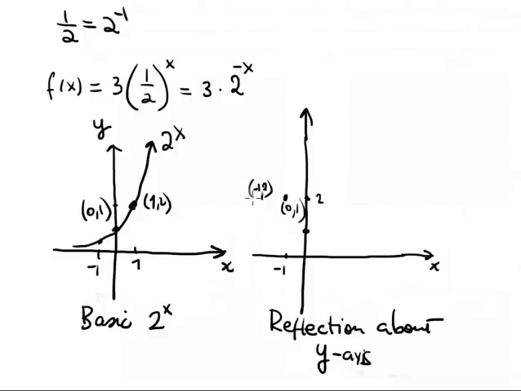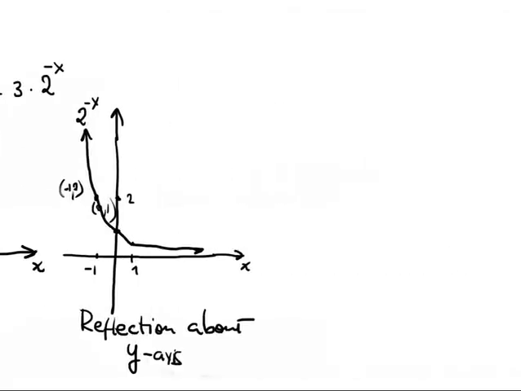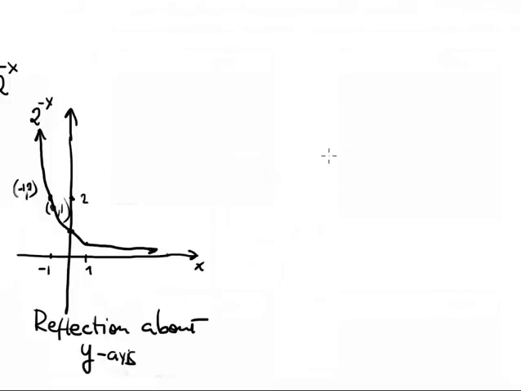1, 2. Okay, and this is 1, 1/2. So 1/2 is here. Then the new exponential looks like that. It's a decreasing function. This is 2 to the negative x, a reflection about the y-axis. And the last is multiplication by 3, which is a vertical stretch. It's a vertical stretch.